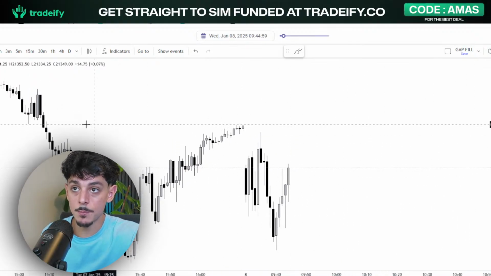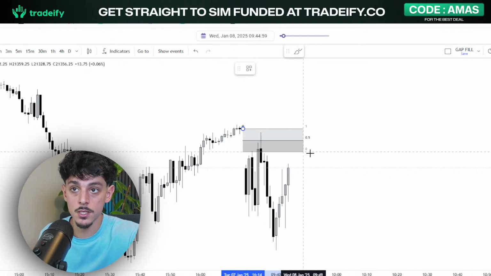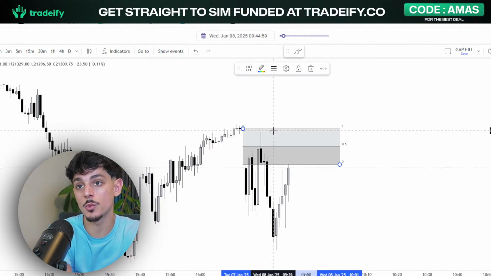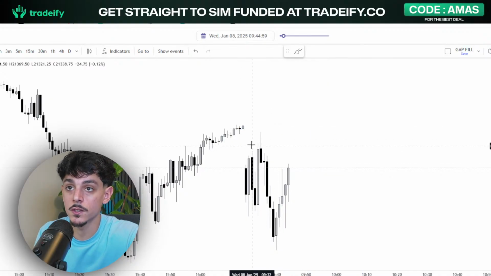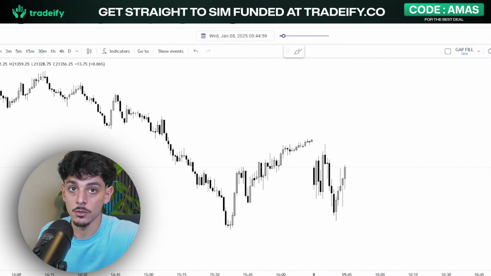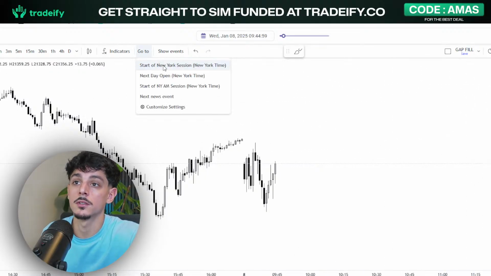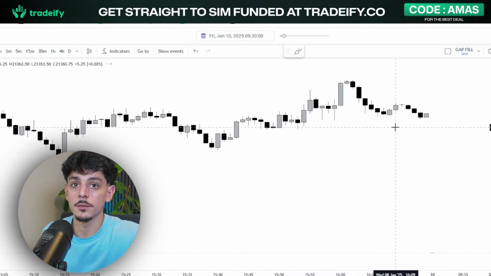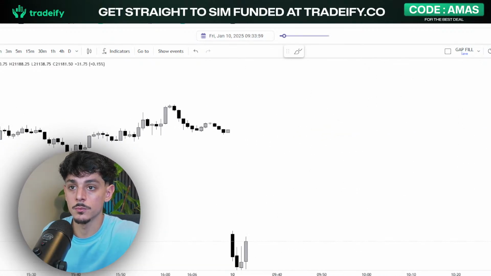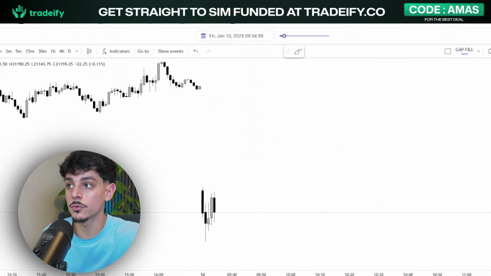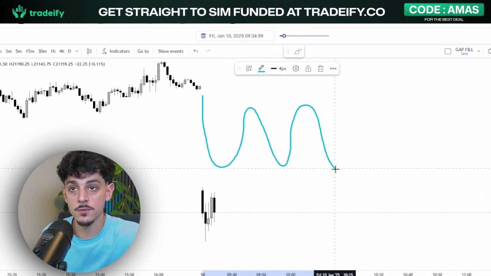You see, we had a gap, but we went and filled more than 50% of it. So this would not be a situation where I would try to take the longs, right? The gap was already filled. So then what do? Next day open. All right. So boom, we open lower. We're at a discount. What am I trying to look for? Longs. I want to see price filling this gap.